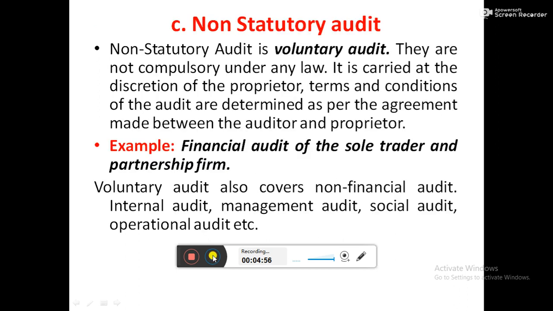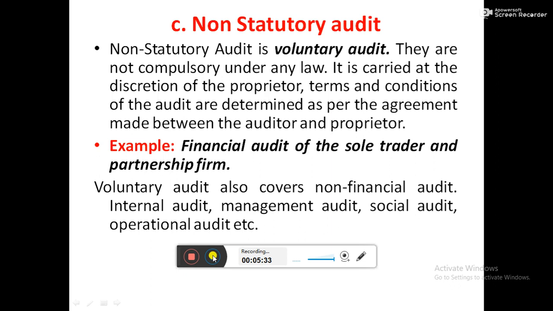And the third one is non-statutory audit. Non-statutory audit, it is also called as voluntary audit. They are not compulsory under any law. That means conducting of audit is not compulsory under any statute. It is carried at the discretion of the proprietor. The terms and conditions of the audit are determined or established as per the agreement made between the auditor and the proprietor.